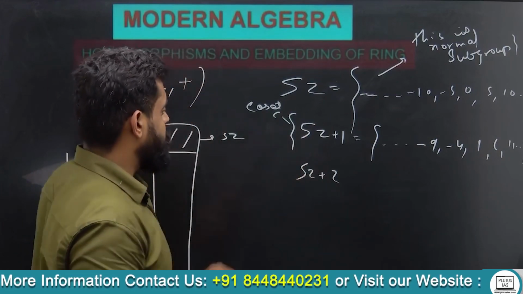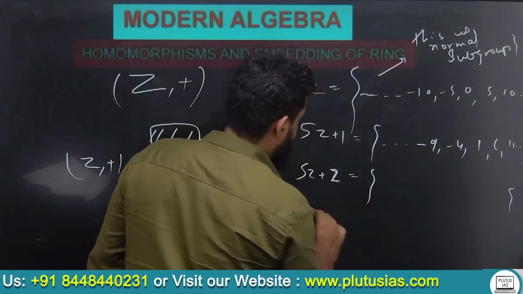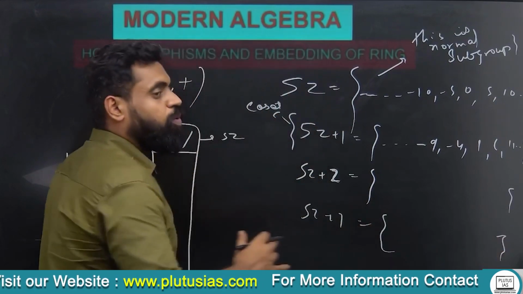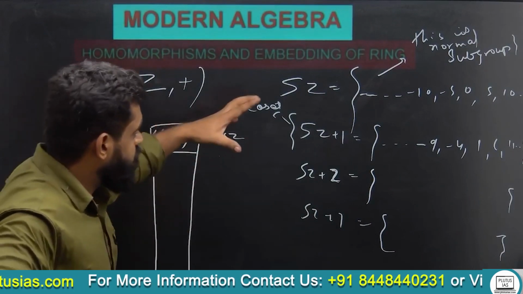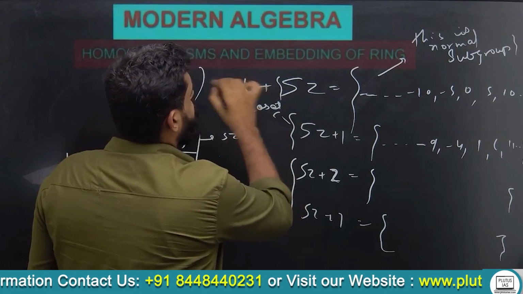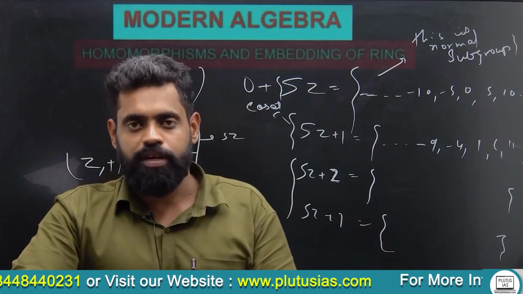What if I add 2? 5Z plus 2. We get another, 5Z plus 3, and 5Z plus 4, and 5Z plus 5 is 5Z only. Okay, so if I write this, these are called the cosets. In fact, this itself is a coset. This is 5Z plus 0. This itself is a coset.